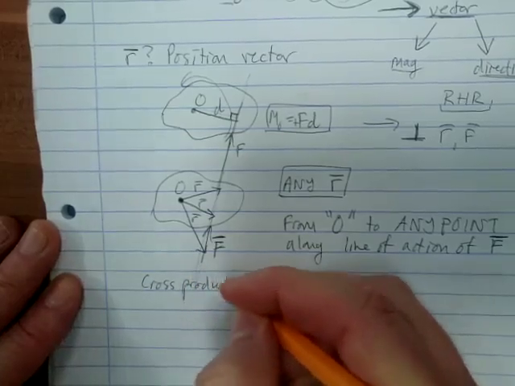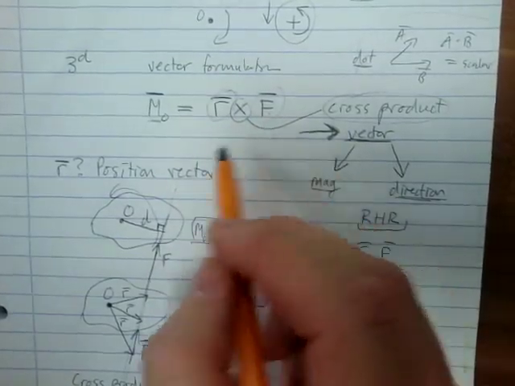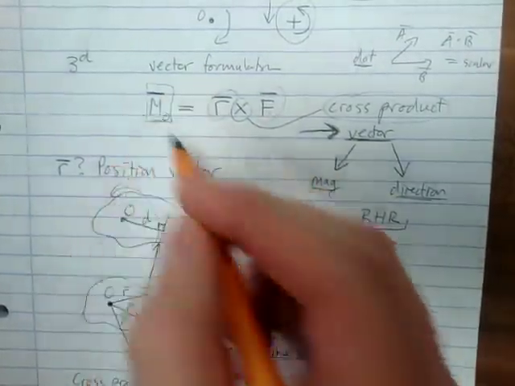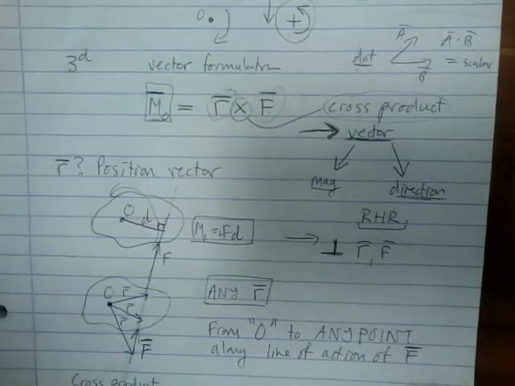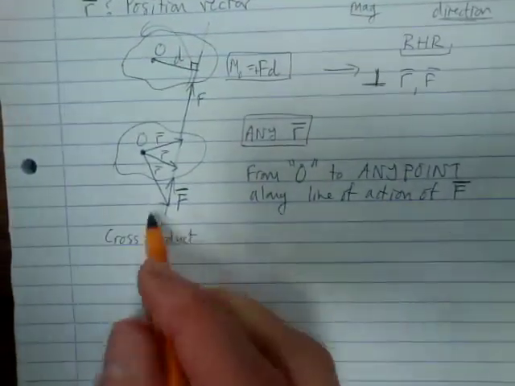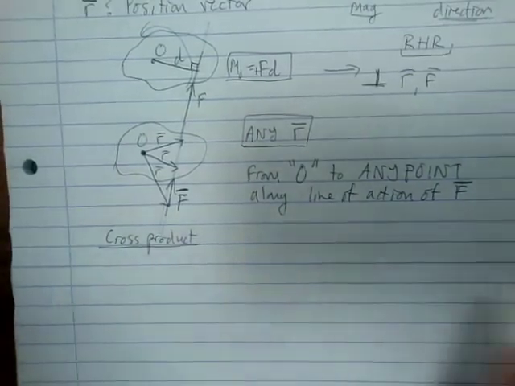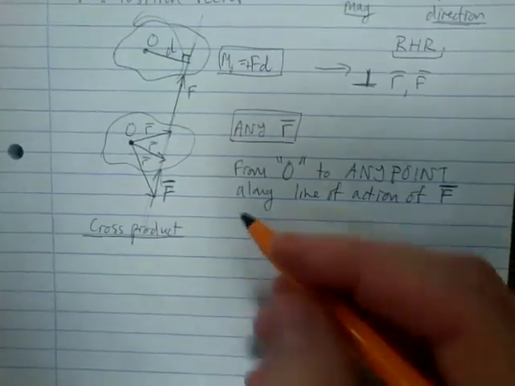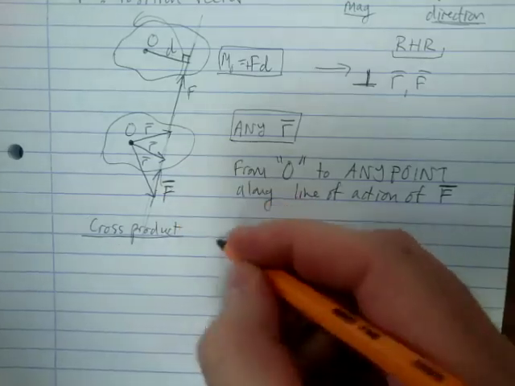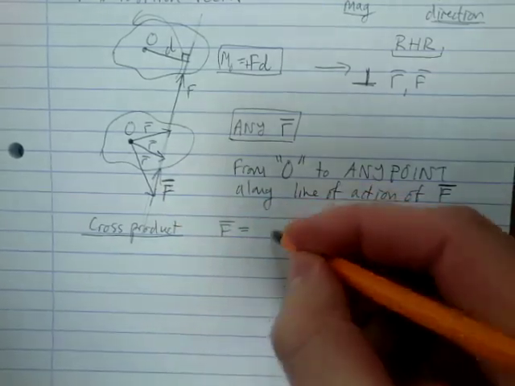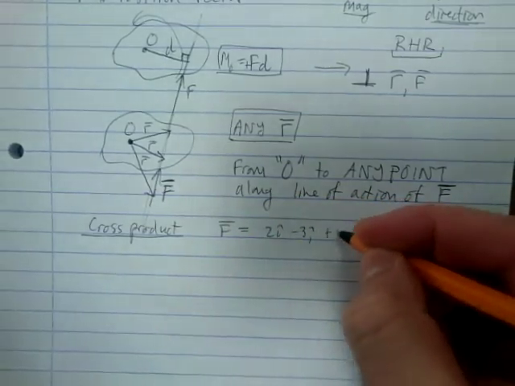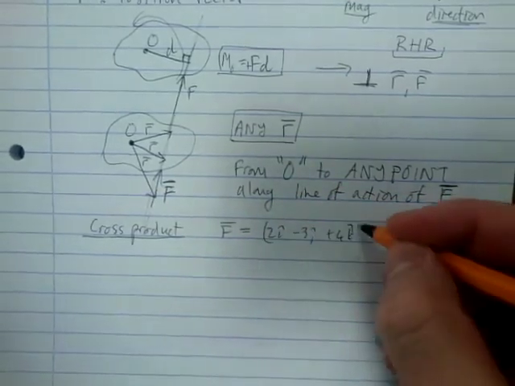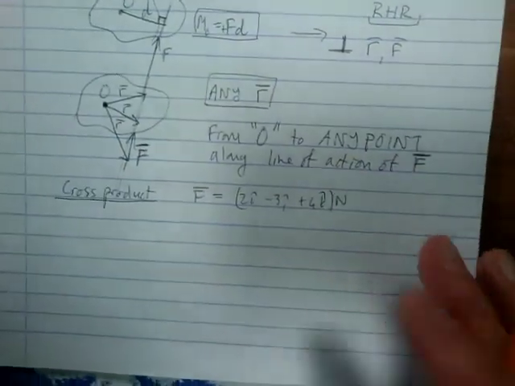Again, what does the cross product do? The cross product is vector multiplication that allows us to calculate the moment of a force. It allows us to calculate the rotational effect of a force. So let's say our force in vector form was equal to 2i minus 3j plus 4k. And that's in newtons. Let's just practice something here.